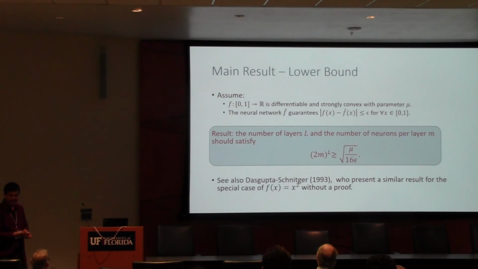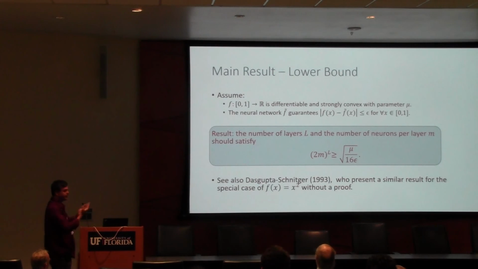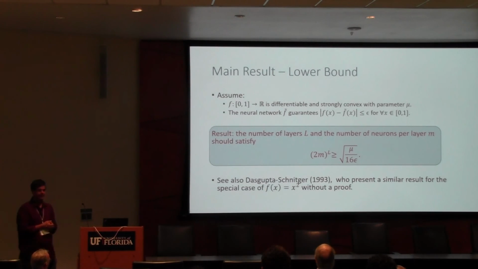They had the result for x squared without a proof, and it's possible they could have extended it to strongly convex functions, and x squared are not that different. But I'm going to present our version of the proof. I don't know what they had in mind when they got this result.